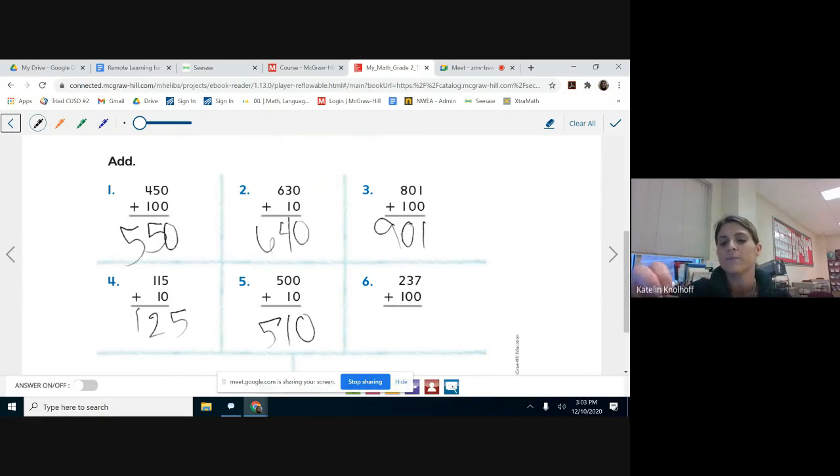Look at number 6. I'm going to mentally add this one. Okay, so I know that 2 plus 1 is 3. So therefore, I know that 237 plus 100 is 337.